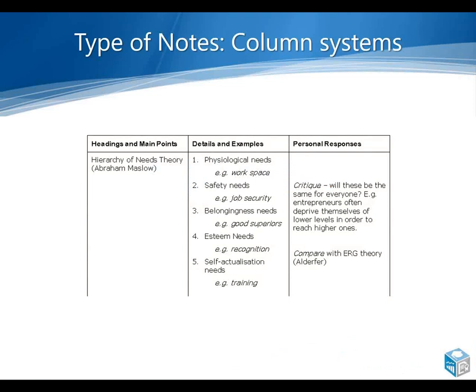The example I've got on my slide has 3 columns: headings and main points, then the details of what's in the item, and you could also perhaps as part of that include some examples. And in the 3rd column are any personal responses. Because a big part of writing a lit review is critiquing and comparing, you can see there are actually examples of both of those in that final column. So just having that personal response column will hopefully encourage you to be a little bit more critical about what you've read and reflect on it as you're reading.